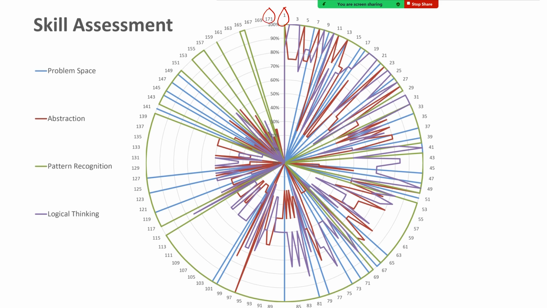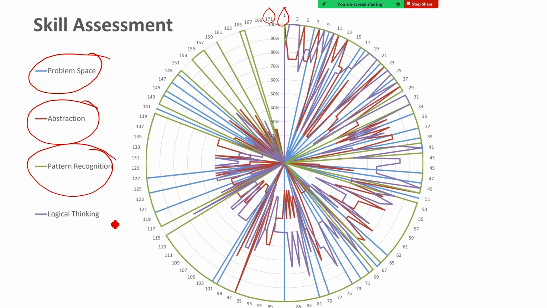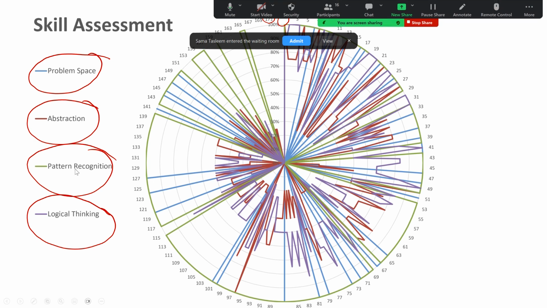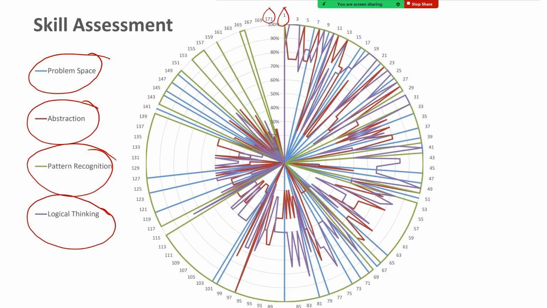What this is doing is plotting your scores based on the contextual nature of the questions you answered in the quiz. Your ability to identify a problem space, document and define it, abstract information, recognize patterns, and think logically and algorithmically, all of this is plotted on this one graph. I could show you your percentage scores, or how you've done with respect to the rest of the class.